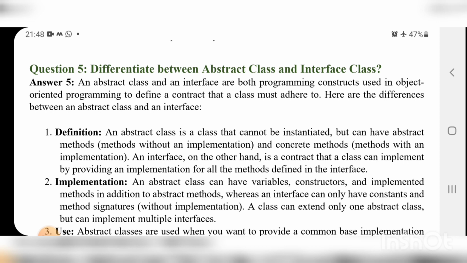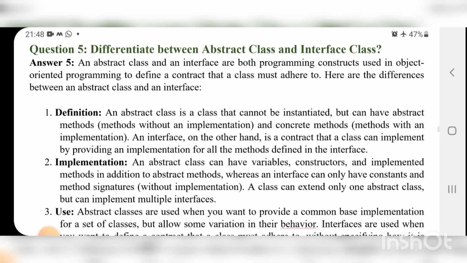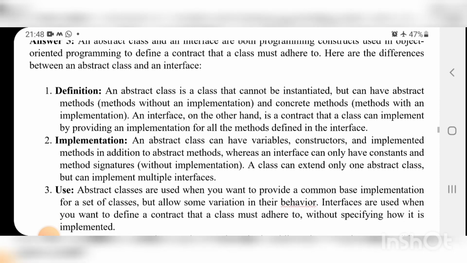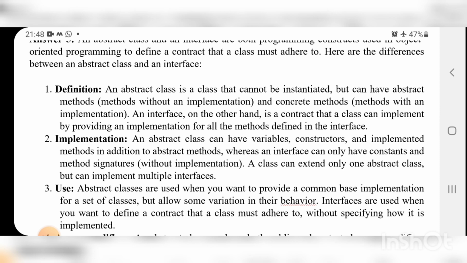Next question is to differentiate between the abstract class and the interface. So what is the abstract class? An abstract class contains the abstract keyword in the declaration, whereas an interface is just a sketch used to implement the class. Abstract class and interface were also discussed in the previous question.